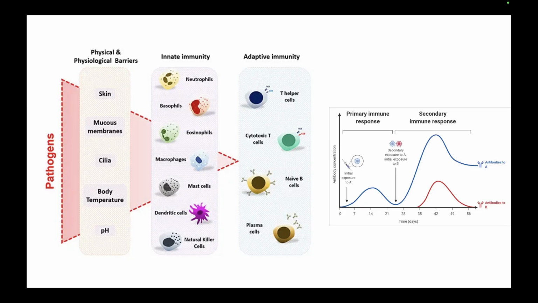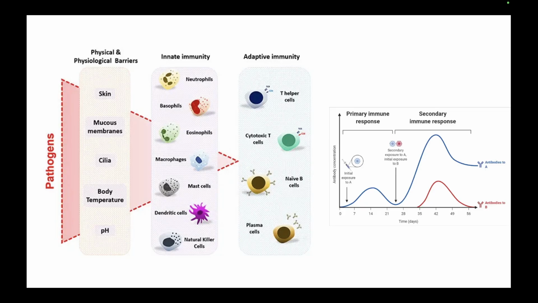if some portion of the pathogen can even cross that physiological or physical barrier, it will first interact with the innate immunity. The innate immunity cells contain neutrophils, basophils, eosinophils, macrophages, mast cells, dendritic cells, and the natural killer cells. All these cells have a very immediate reaction to the foreign pathogen, and they are not specific in nature. Be it virus, bacteria, fungus, parasite, any foreign pathogen which is not self, these innate immunity cells will respond against them, and that is a very quick, immediate response.